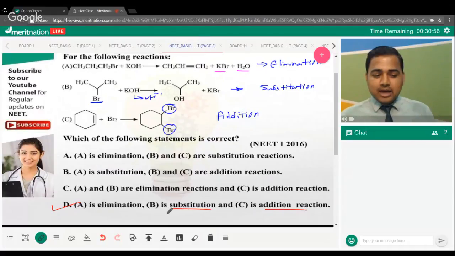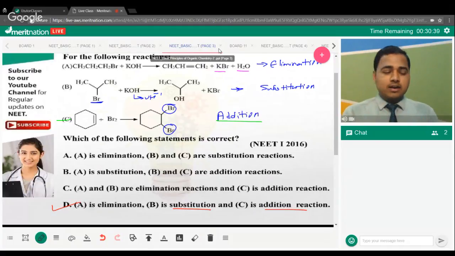Got it? By the help of this, you can solve option C, and option C will be an addition reaction. So the final answer is option D. If you solve this one, it will be an addition reaction, and hence we got the final answer, option D. So we have solved this question beautifully.